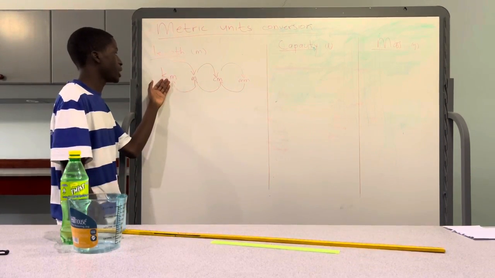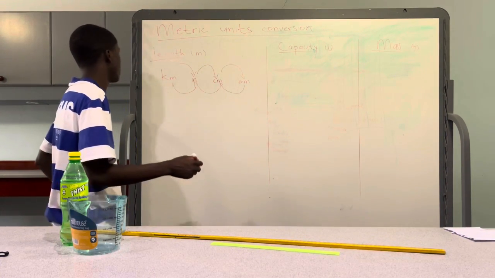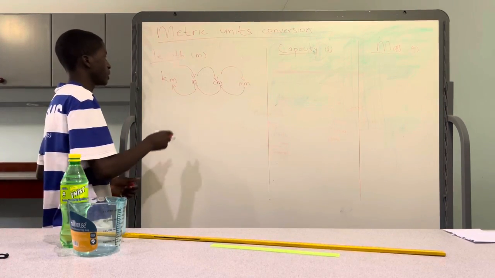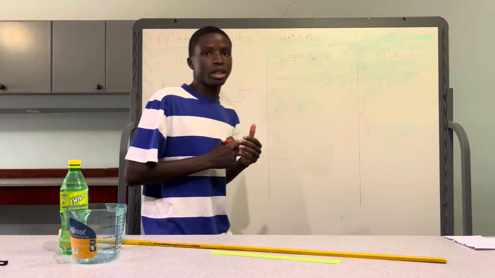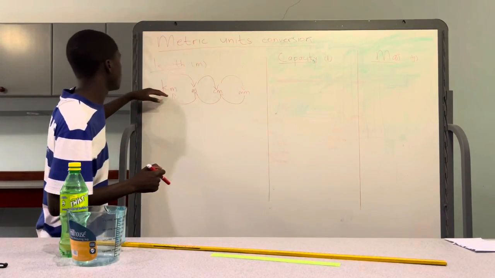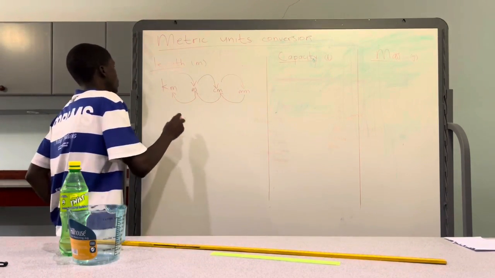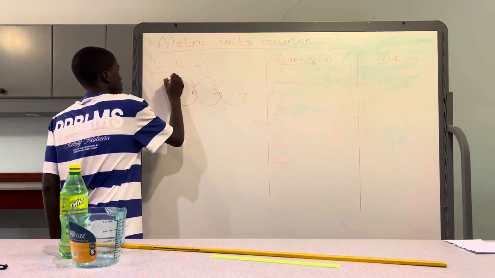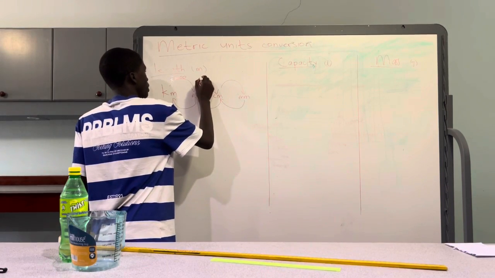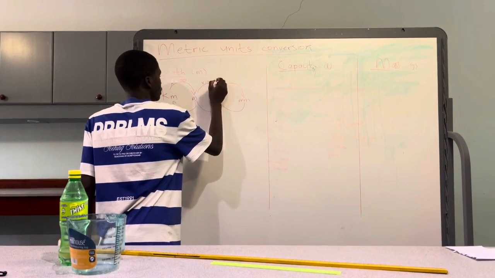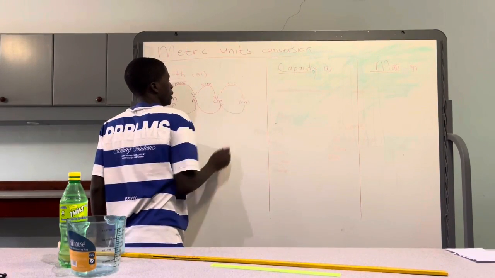For length, we have our metric unit conversion diagram, which has kilometers, meters, centimeters, and millimeters. And one thing that you have to know is that when you are converting from a bigger unit to a smaller unit, always you have to multiply. In this case, from kilometer to meter, we are multiplying with 1000. From meter to centimeter, we are multiplying with 100. And the last one, centimeter to millimeter, we are multiplying with 10.